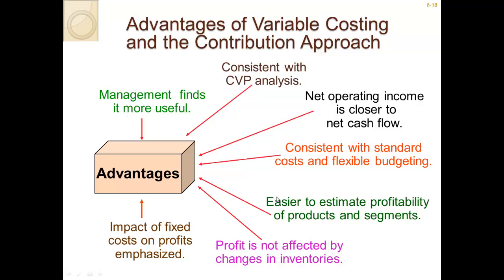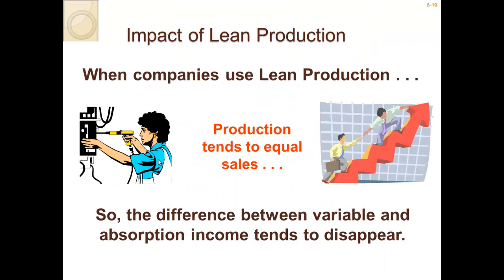Easier to estimate profitability of products and segments. We want to know about that product. We have a building for the factory, and we have multiple products in there. If we divide that fixed manufacturing overhead, the building cost, over that product and allocate it in a variable way, it doesn't give us a real idea of the profitability of that product before the fixed cost. Profit is not affected by inventory changes, and the impact of fixed cost on profit is emphasized because then you can see the actual impact of fixed cost. So what is your contribution margin, and then how much are you spending on fixed costs? It's much easier to see that with variable costing.